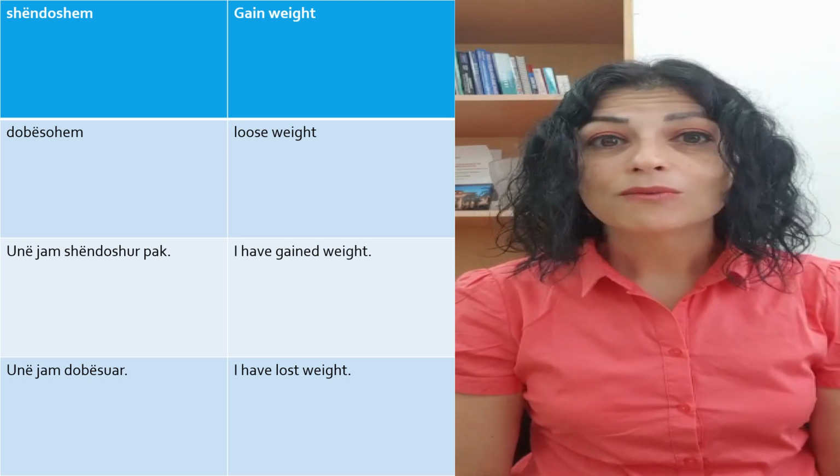Let's see some more verbs. Here we have other two opposite verbs. The first one is filloj, to start. And the opposite, përfundoj or mbaroj, to finish, to end.